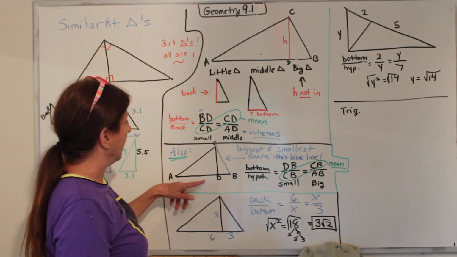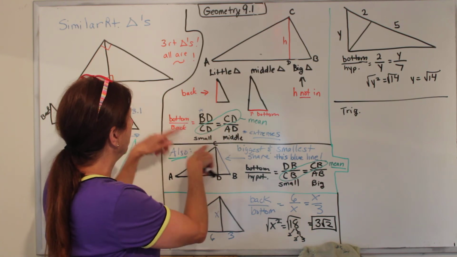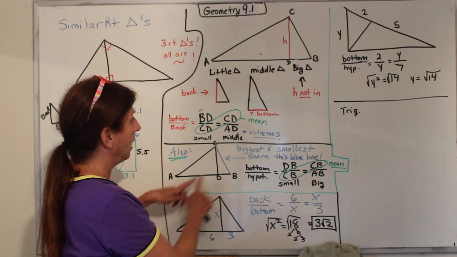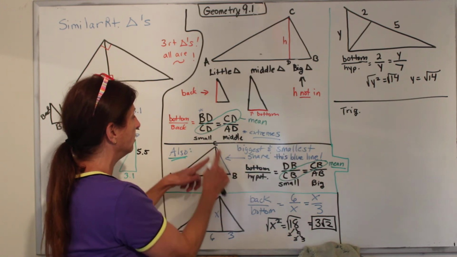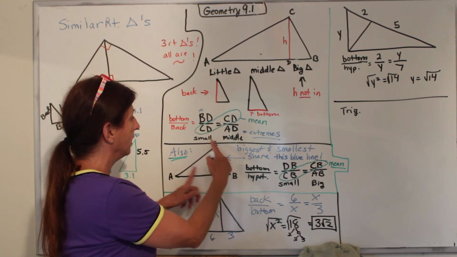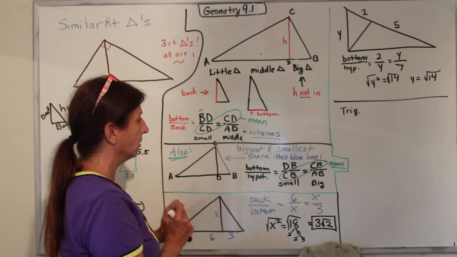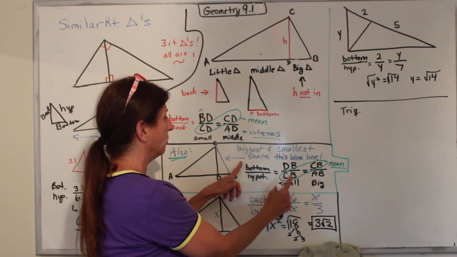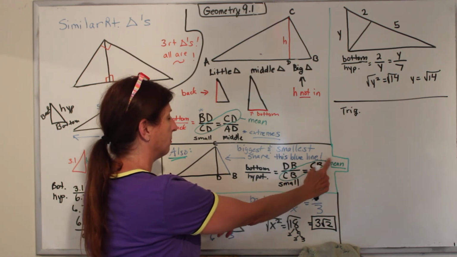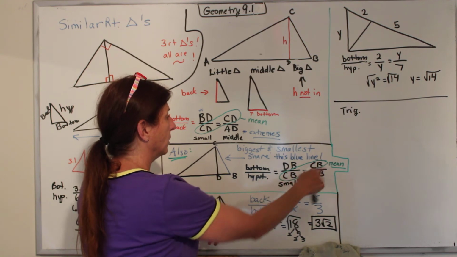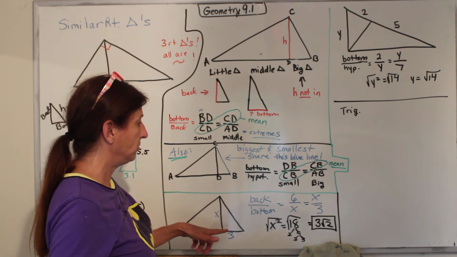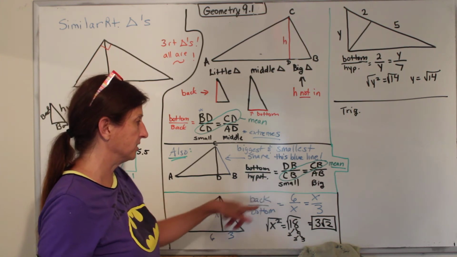Alright, so here's another one. The small one and the middle one share the height, that red line. Also, the biggest triangle and the smallest triangle share that line. It's the hypotenuse of the littlest triangle. It's the bottom of the biggest triangle. So on the smallest triangle, we can put the bottom on top, the hypotenuse on bottom. And for the big one, we put the bottom on top, the hypotenuse on bottom. And once again, it's the same thing. So it's the geometric mean.